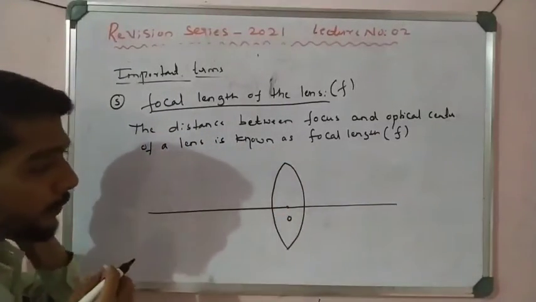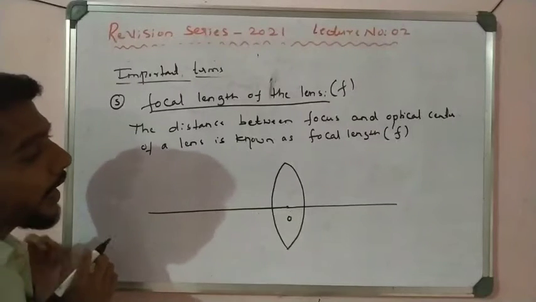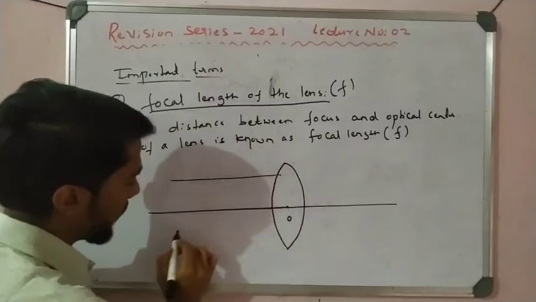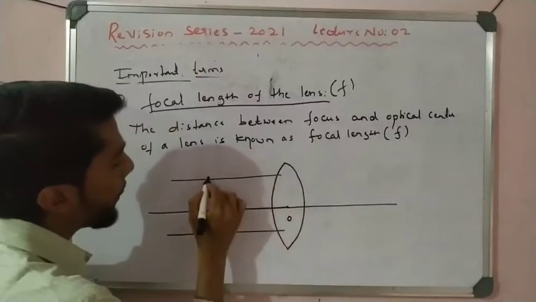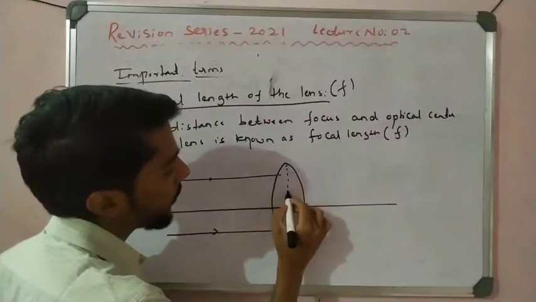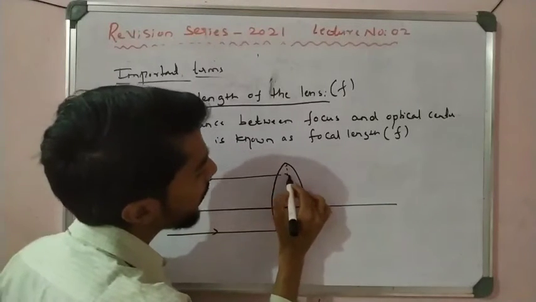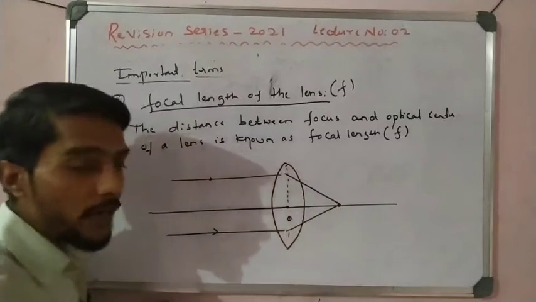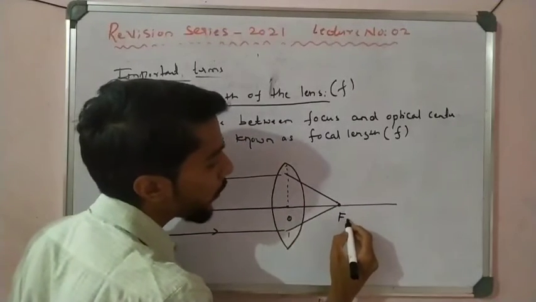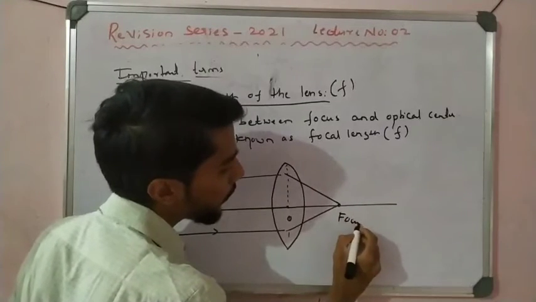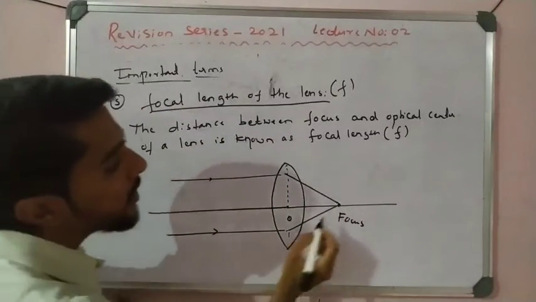perpendicularly. See here, when a beam of light, a light ray parallel to the principal axis, after refraction focuses at a point, it is called a focus point. See, this is a focus point.